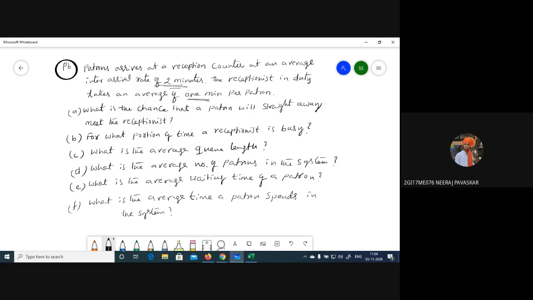Same like the previous problem, find out lambda and mu, that is arrival rate and service rate.